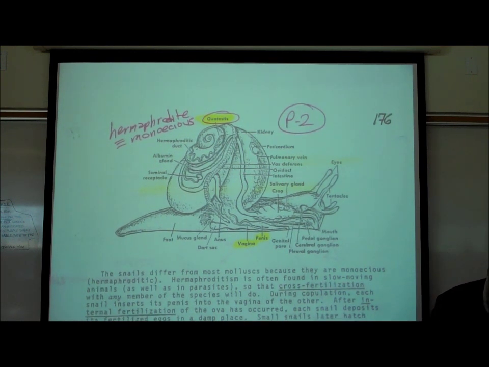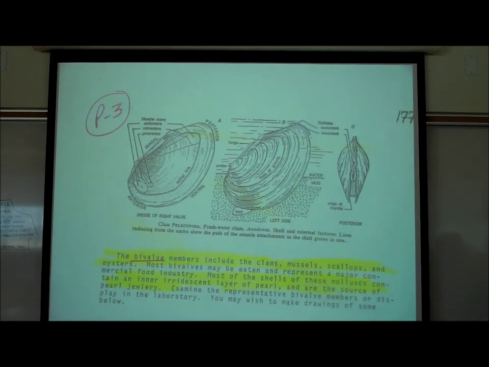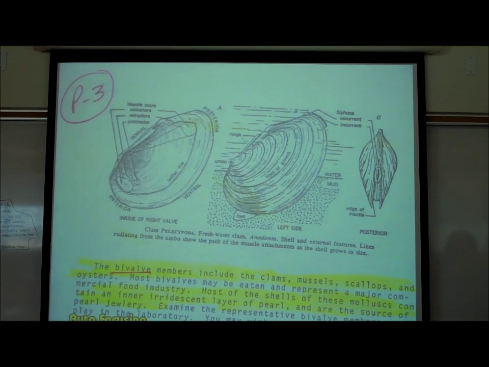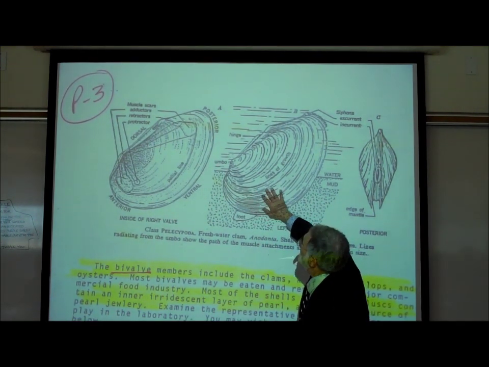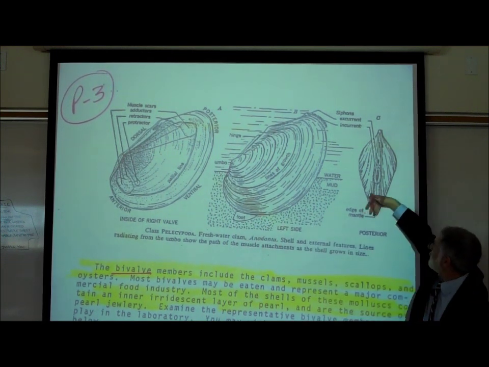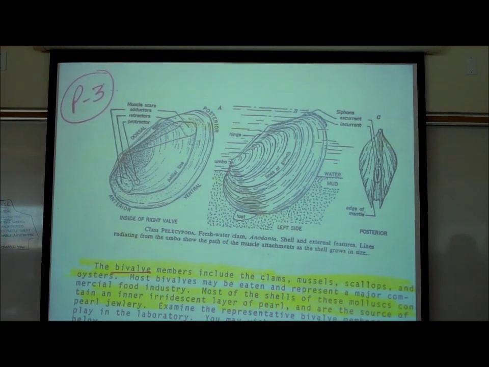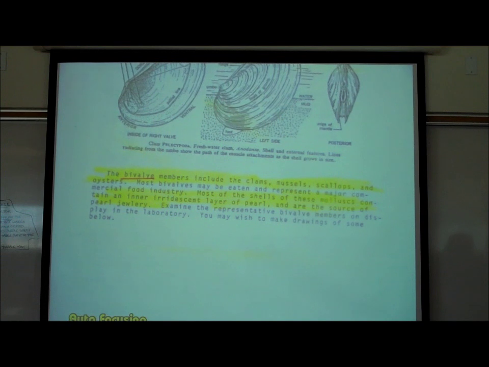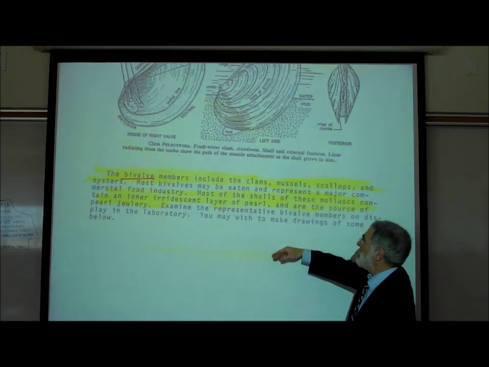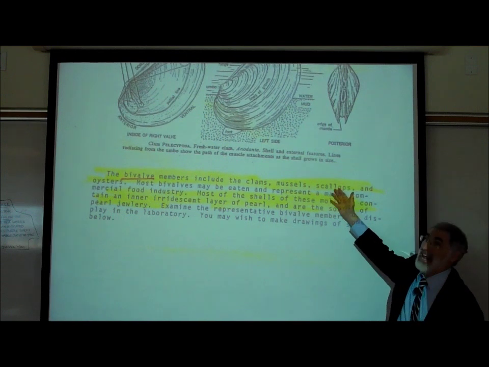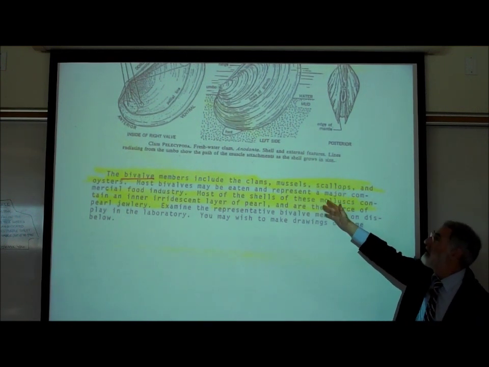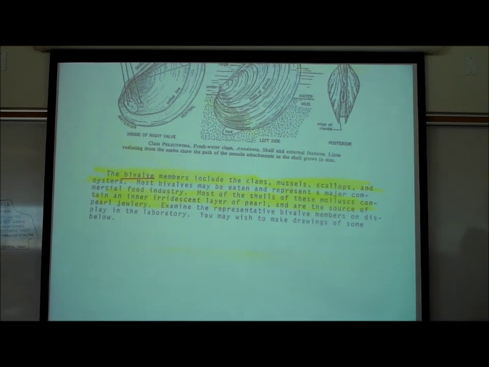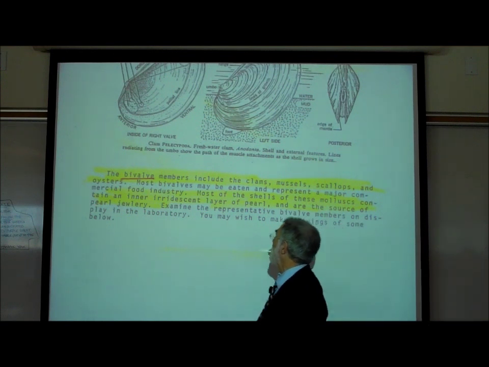On page P3, it just shows an enlarged view of a clam. And again, I'm not going into all the internal anatomy, but here it shows the muscular foot that it uses to burrow into the sand. And I indicated here that these are the bivalves. There are two halves to the clamshell. These include clams and mussels and scallops. Anybody ever eaten scallops? All right, oysters. And most of the bivalves can be eaten. And so these are common seafood meals.